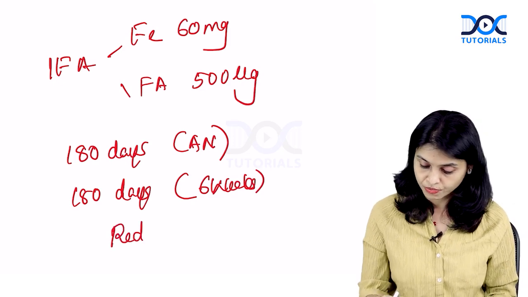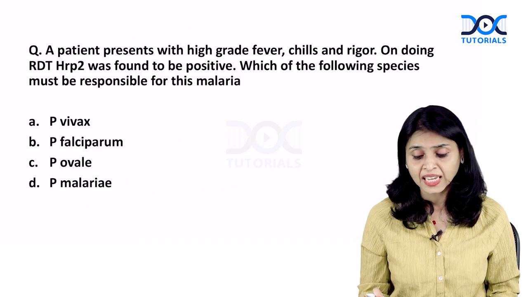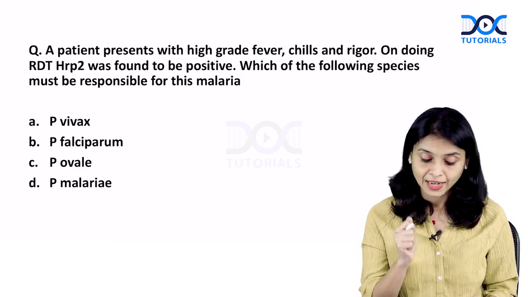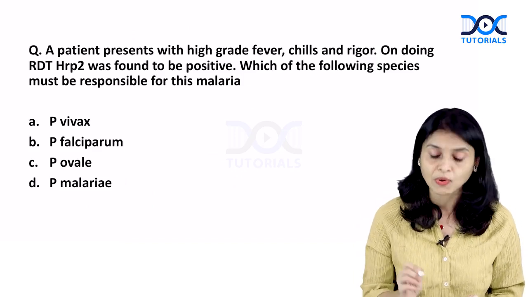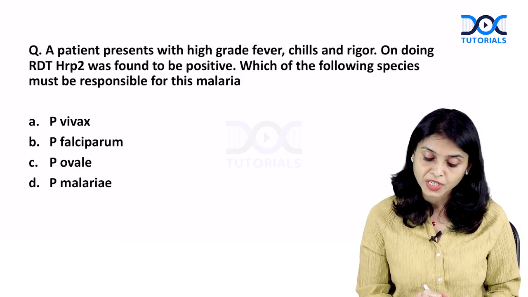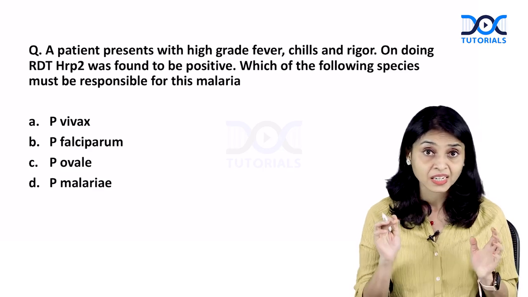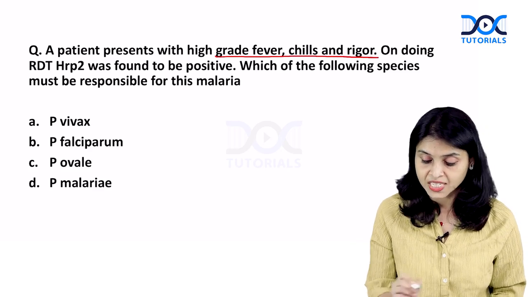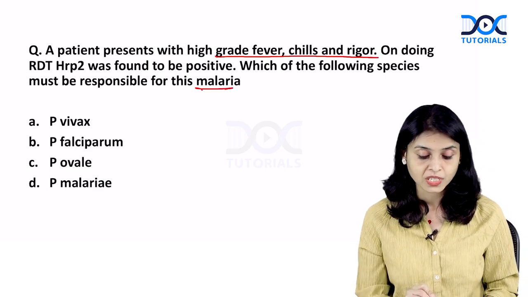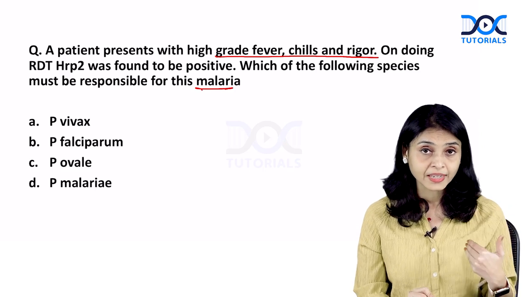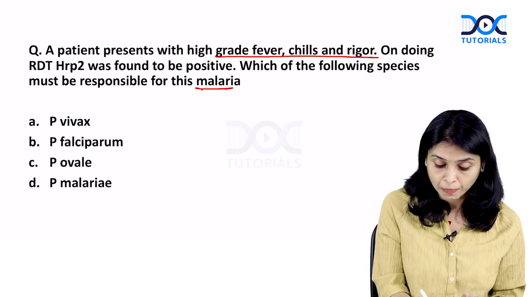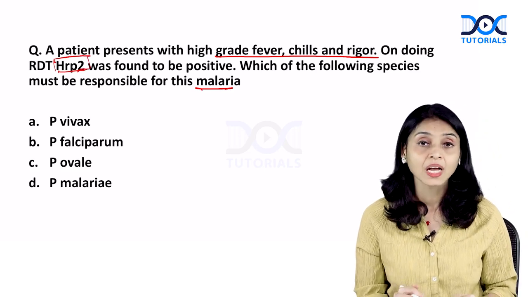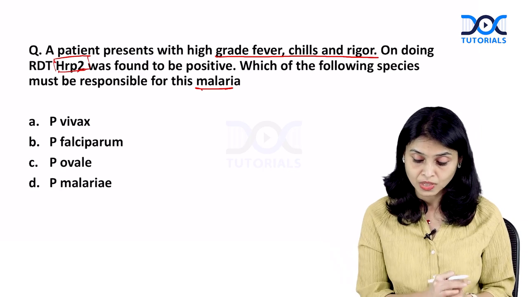All these are MCQs. A patient presents with high grade fever, chills and rigor. On doing rapid diagnostic test, HRP2 was found to be positive. Which of the following species must be responsible for this malaria? It's clearly written, it's malaria. Even otherwise, high grade fever, chills and rigor, malaria. So the question is, the RDT kit found HRP2 as positive. So which among the following is the species that has led to this malaria?